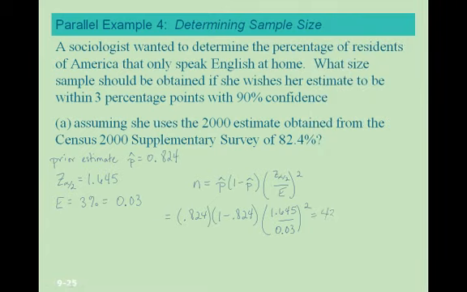So we get about 436.04. But remember, we're looking for the minimum sample size, so we need to make sure to round up. Even though the traditional rules of rounding would tell us to round down to 436, we need to make sure to round up. So we'll get an n value then of 437 as our minimum sample size.